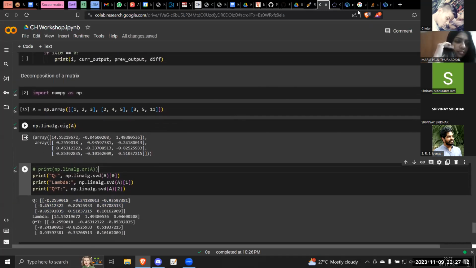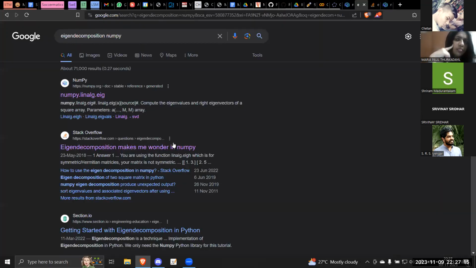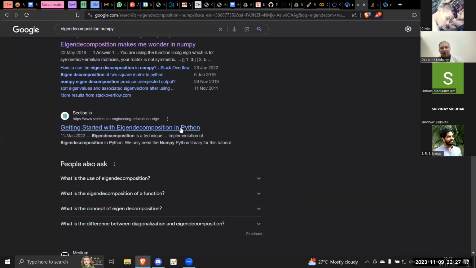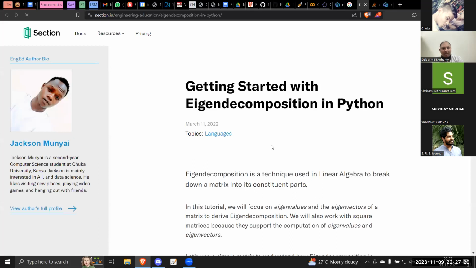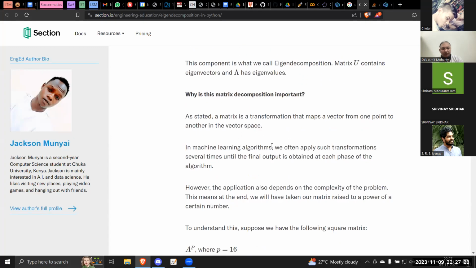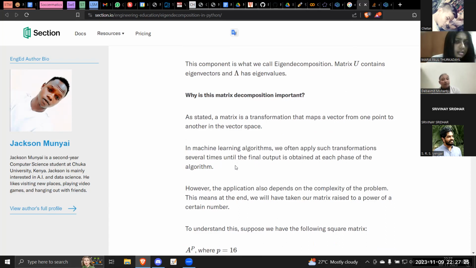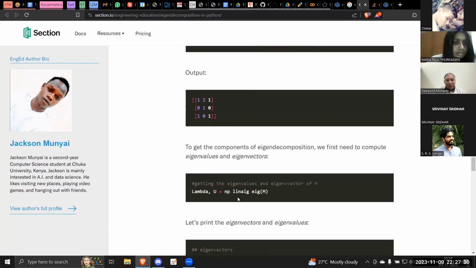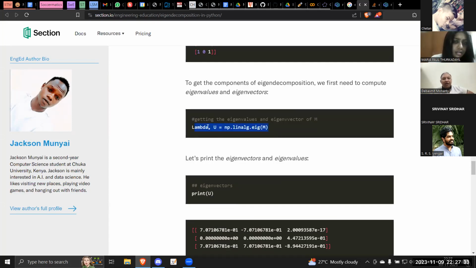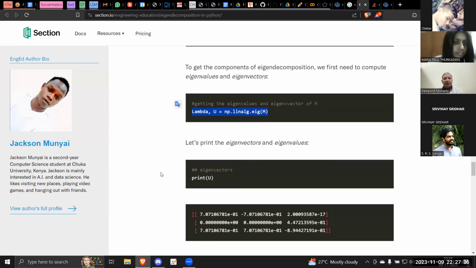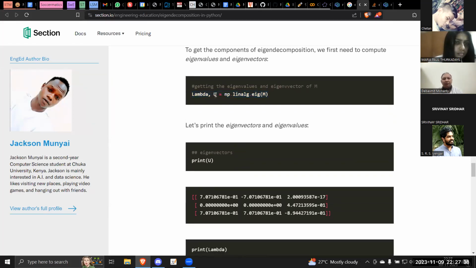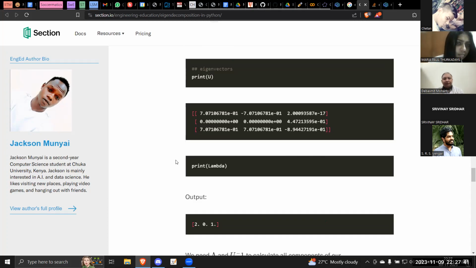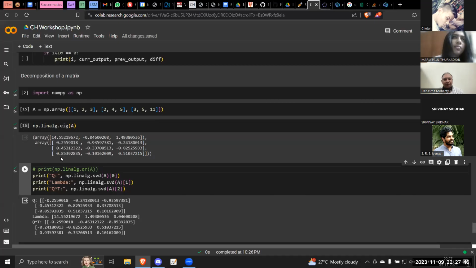Is there any eigen decomposition function in NumPy? Yes, it is actually EIG. EIG will only give eigenvalues, I guess. What about the matrix U? This is the one, EIG. Oh, you get U also. Okay, let me try this. You should manually compute the U transpose, then U dot T.